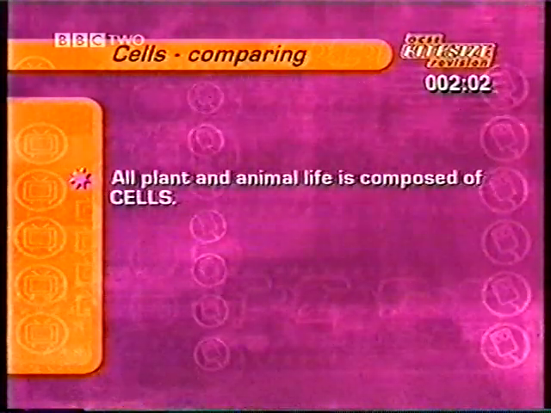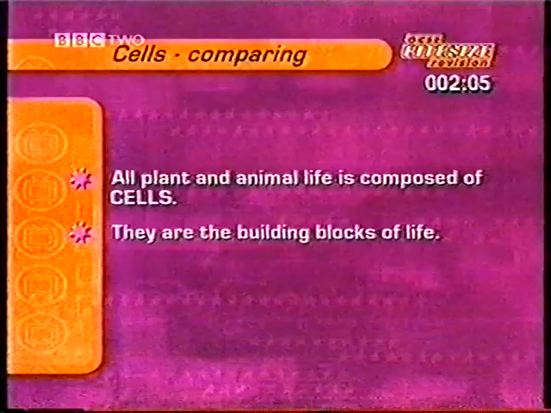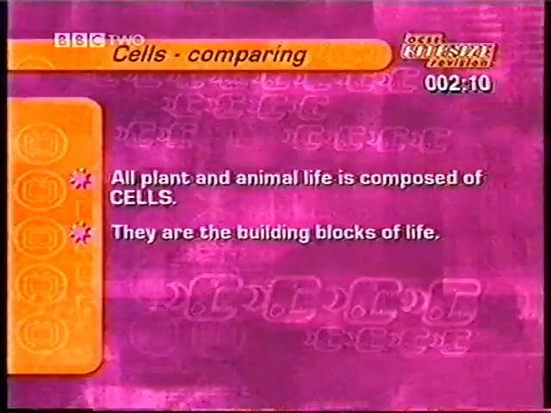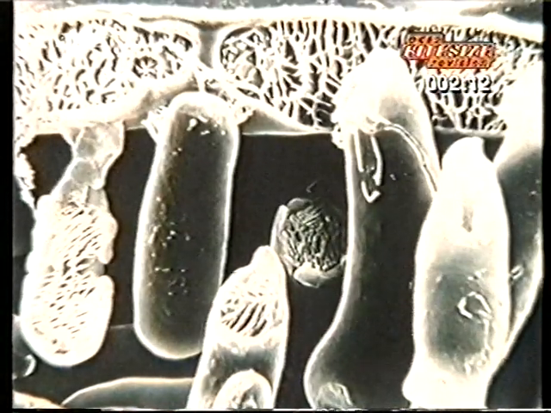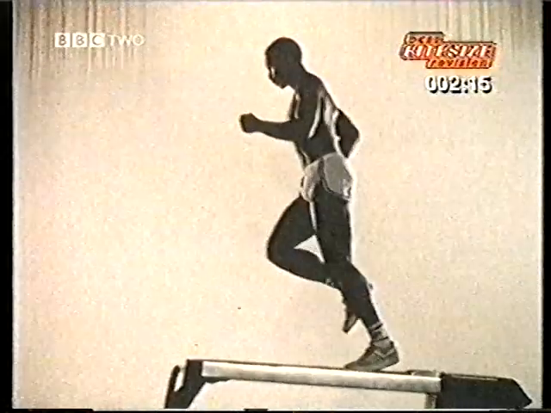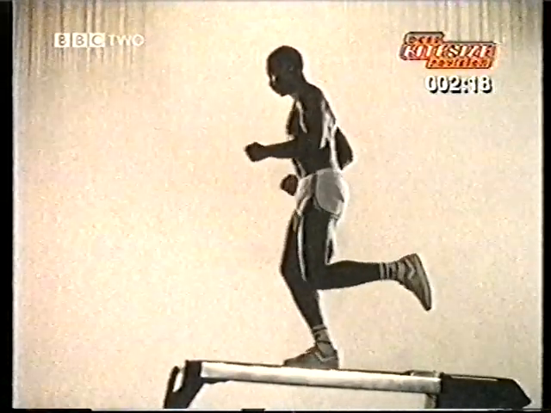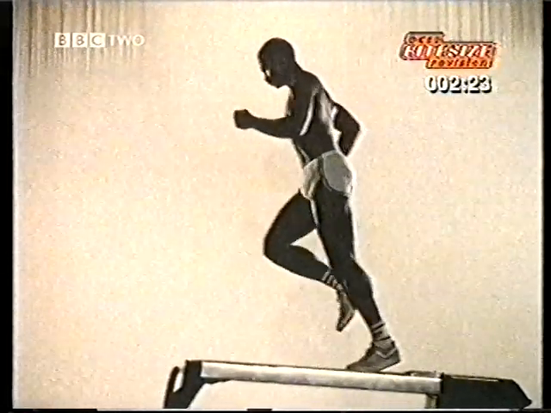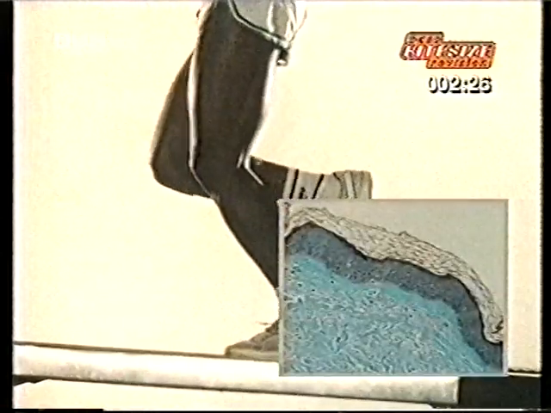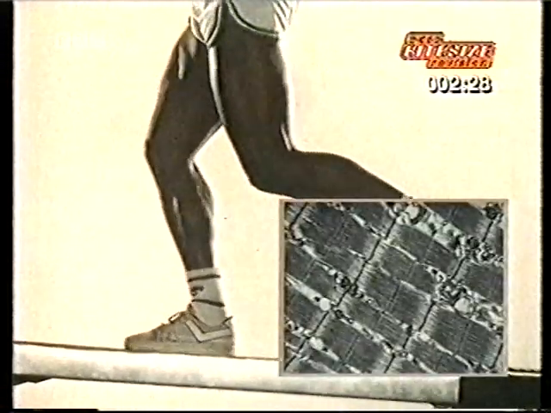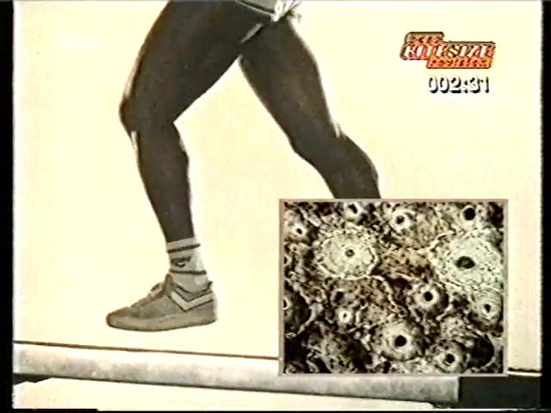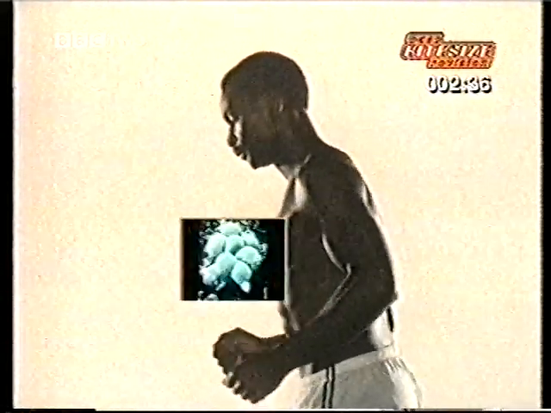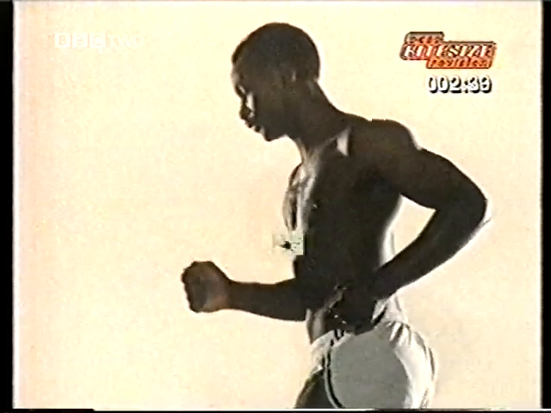All plant and animal life is composed of cells. They're the basic building blocks of life. The next clip looks at a variety of human and plant cells. All living things are made up of cells, countless millions of them, and there are many different kinds. For instance, there are skin cells, muscle cells, bone cells, blood cells, fat cells, nerve cells.